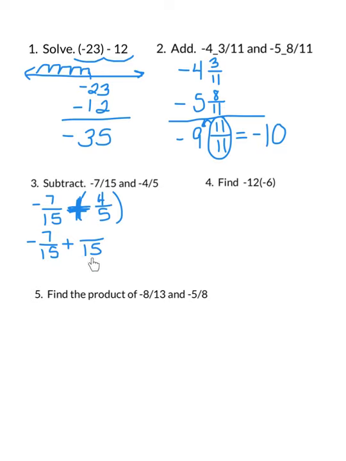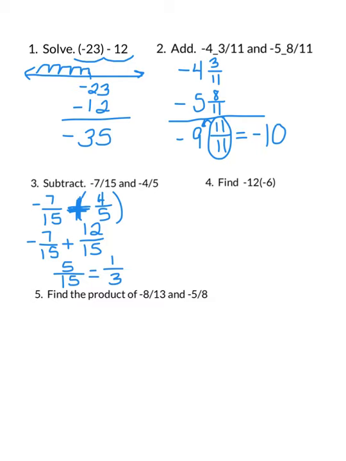How many 5s go into 15? 3. 3 times 4 is 12. So 12 would be my new numerator. Now, when one fraction is positive and the other is negative, we're really going to subtract these. The 12 is bigger than the 7, so we're going to do 12 minus 7, which would give me positive 5. So positive 5 over 15. And then what I would do is I would simplify this. I could divide the numerator and denominator by 5, and I would get 1/3.